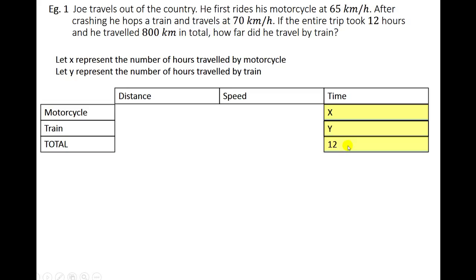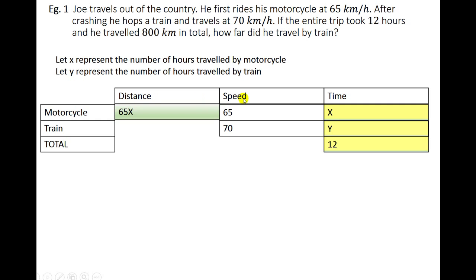Now let's look at the speed component. We are told that the motorcycle travels 65 kilometers an hour. We are also told that the train travels at 70 kilometers an hour. So now we can use the distance formula to compute the motorcycle and train parts.